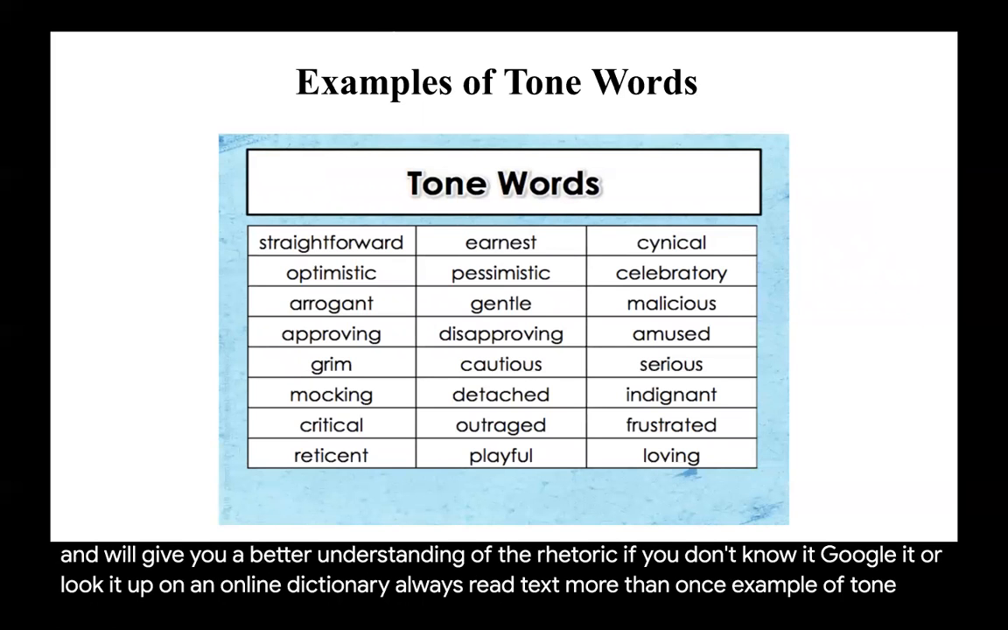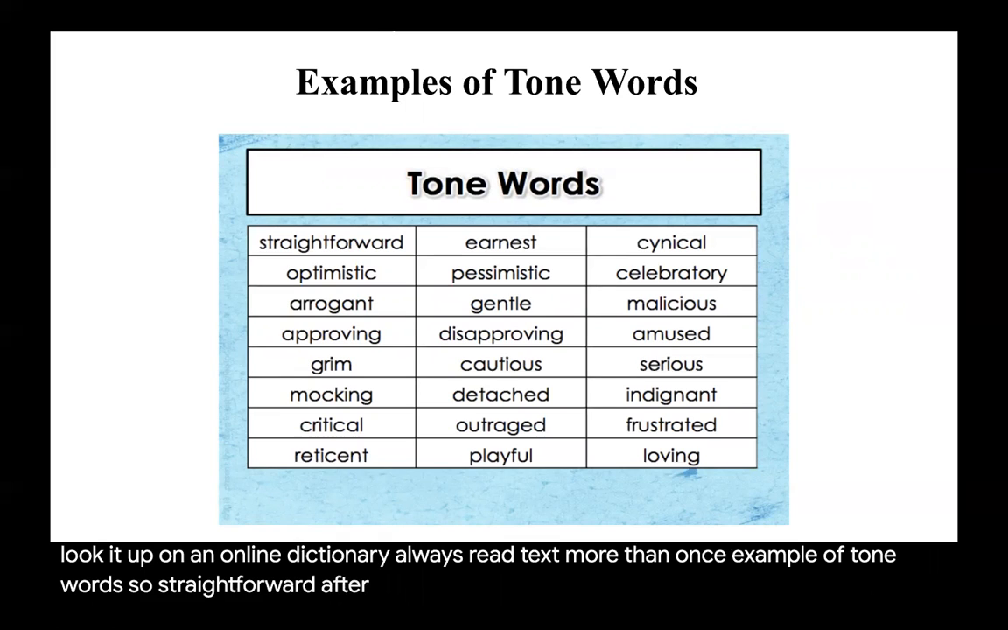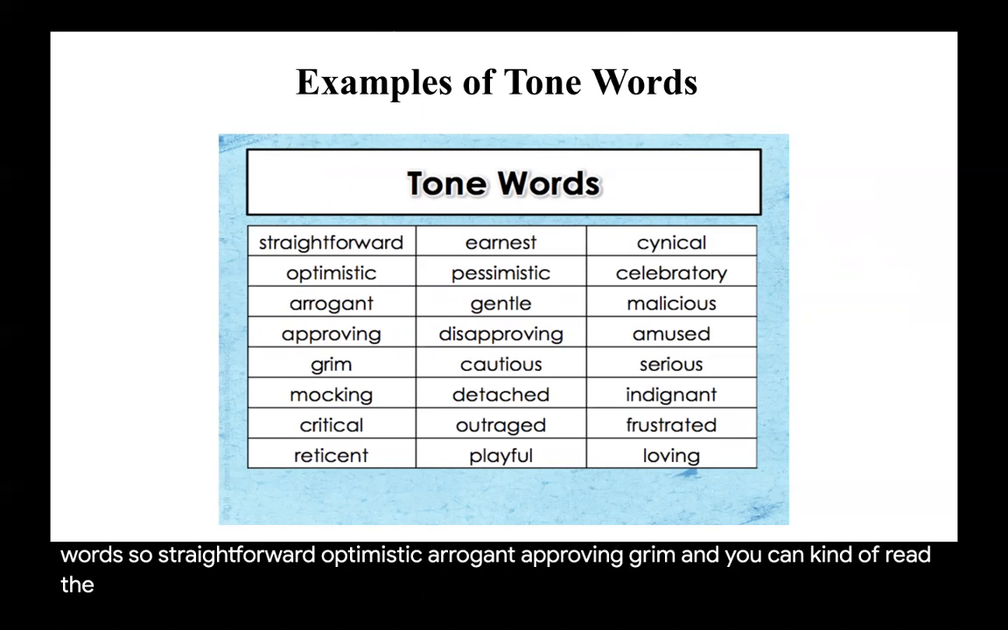Example of tone words: straightforward, optimistic, arrogant, approving, grim, and you can kind of read the rest. These give you an idea of how it's feeling, what the tone of the text is.